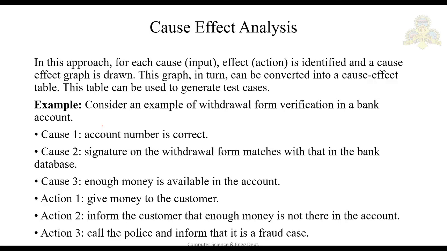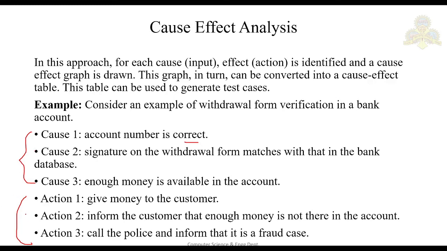So each of these causes, cause 1, cause 2 and cause 3, can be true or false. If cause 1 is correct, the account number is correct, you can check whether enough money is available or not, right? If the account number is incorrect, then you do not proceed further, right? So for various combinations of these causes, the action or the effect can be taken. These are your actions, right? These causes can again be true and false. Based on this combination, these actions would be taken. So the test cases have to be generated in such a way that all these causes are true and false. For each test case, it has to be checked whether the right action has been taken or not.